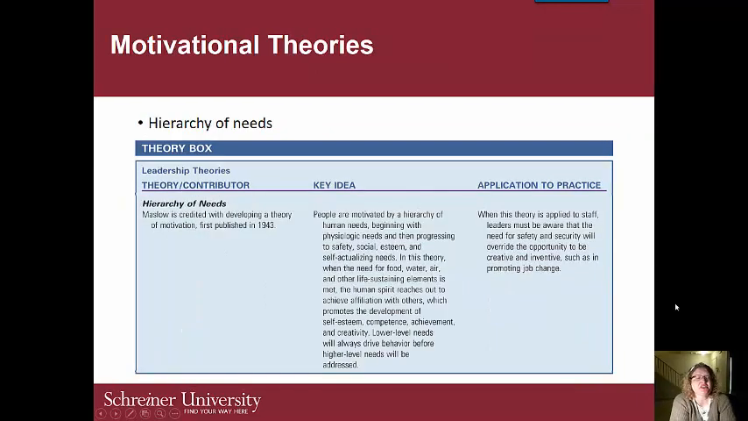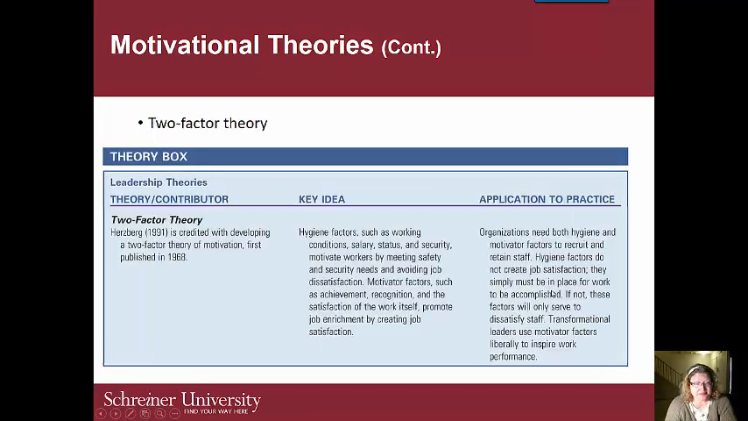So this is the motivational theories. First of all, we look at hierarchy of needs. This is the Maslow theory, which you're all probably very familiar with. And this talks about how people are motivated through different needs. Next, we have the two-factor theory. The two-factor theory: hygiene factors must be in place so work can be accomplished. Motivational factors inspire employees to work well.